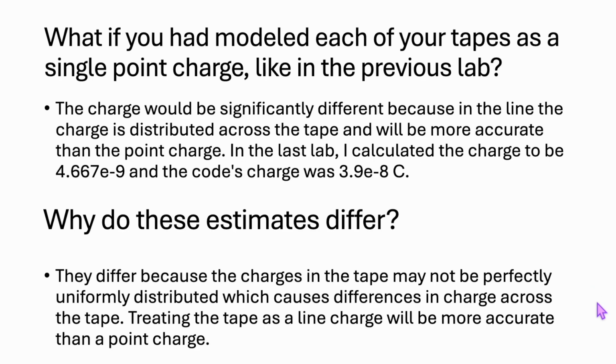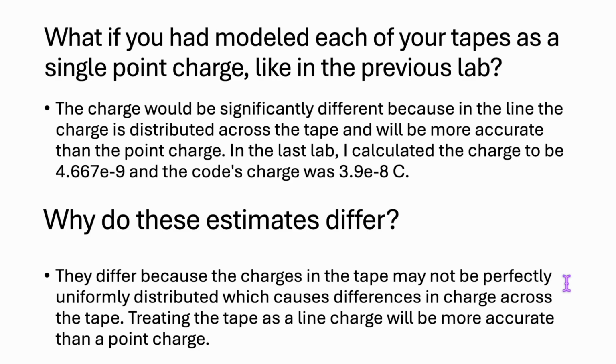So if we modeled each of our tapes as a single point charge in the previous lab, the charge would be significantly different because the line charge is distributed across the tape and would be more accurate than the point charge. In the last lab, I calculated the charge to be 4.667 times 10 to the negative 9 coulombs, and in this lab, the code created the charge 3.9 times 10 to the negative 8 coulombs. So you can see that there's a significant difference between the two.